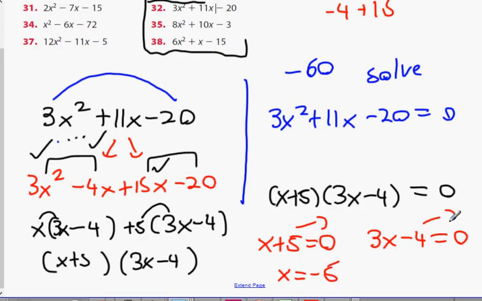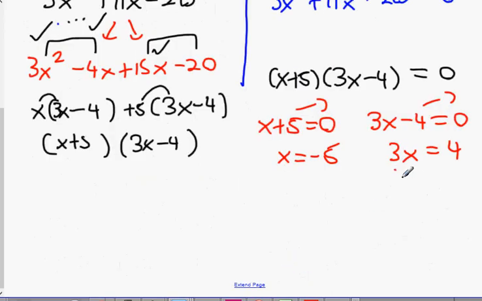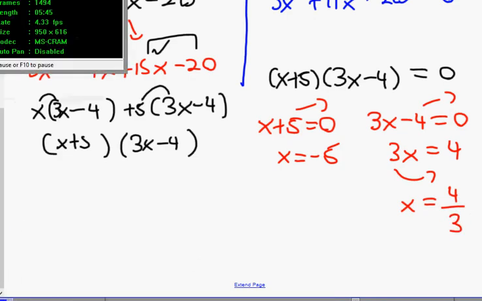Minus 5. Move the 4 over to your side. 3x equals 4. Now, where does the 3 go? The 3 is being multiplied, which means on the other side it's going to be divided. 4 over 3.